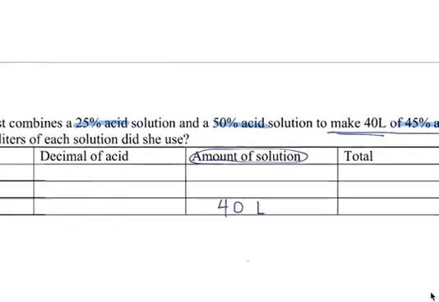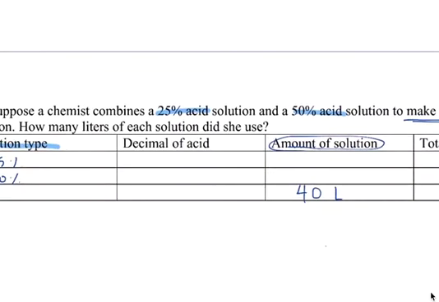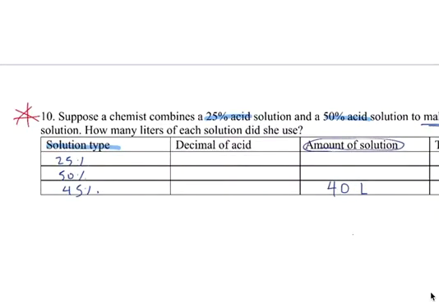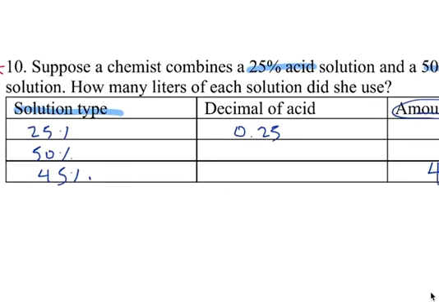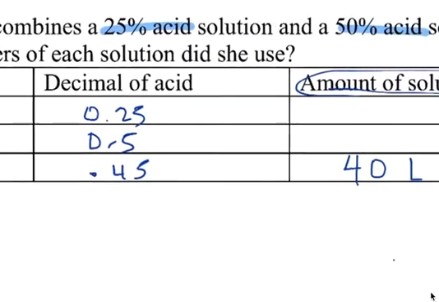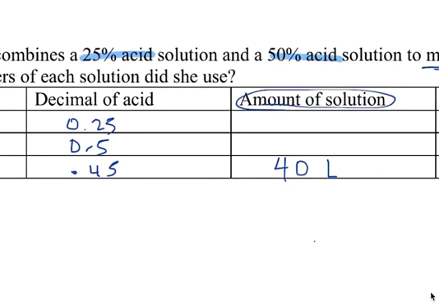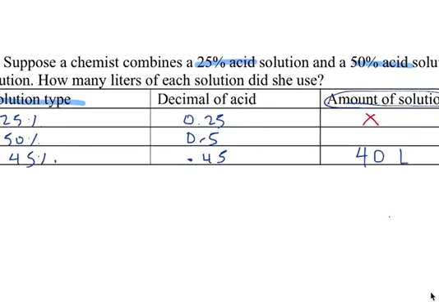Altogether, when they combine these two, they made 40 liters of the 45% type solution. Now anytime you have percent, you need to make them into decimals. Besides the total, we don't know the amounts, so we're going to label the 25% as x and the 50% type as y. We don't know how much of it.